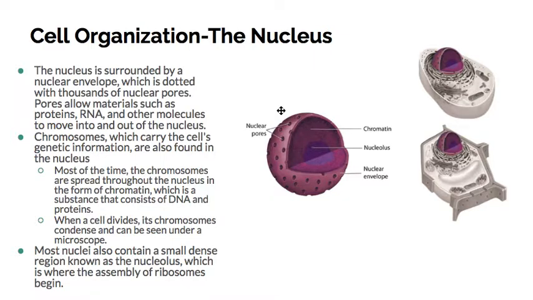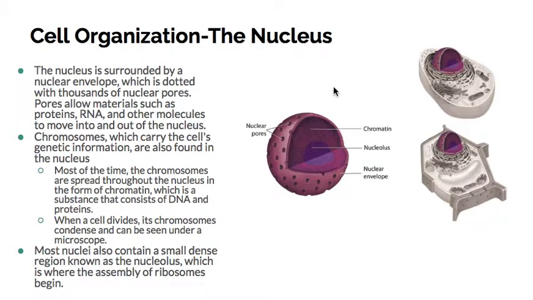But most of the time, the chromosomes are spread throughout the nucleus in the form of chromatin, which we can see here. And as you're looking at it, you're probably like, oh, I don't really see anything. That's because chromatin's also often compared to spaghetti. So most of the time, chromosomes are spread throughout the nucleus in the form of chromatin, which is a substance that consists of DNA and protein. So it isn't that nice, X-shaped chromosome that we're used to seeing.